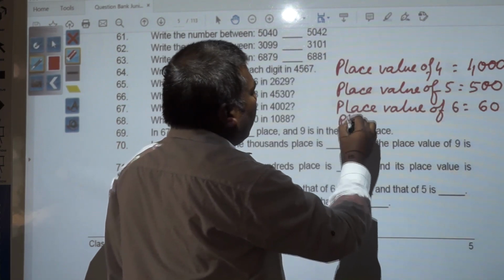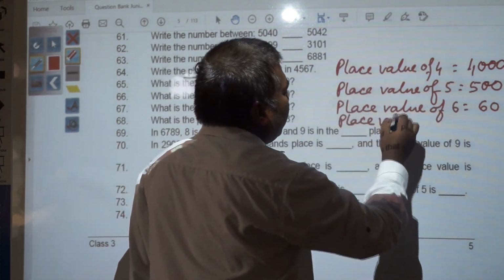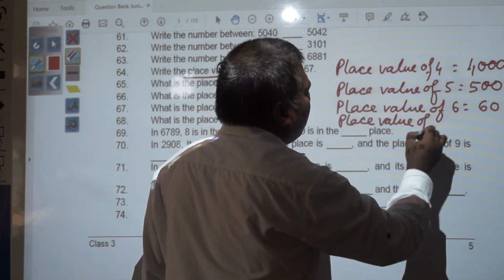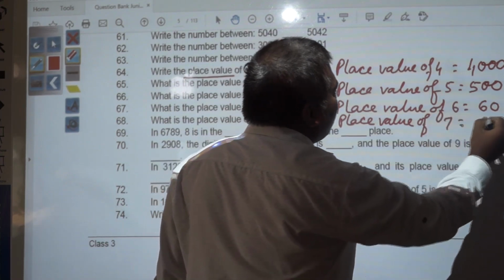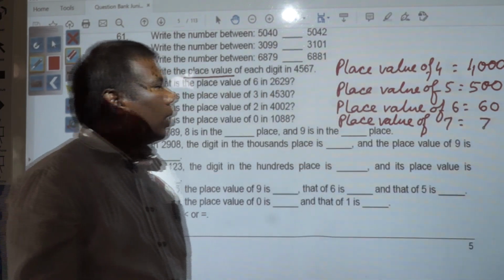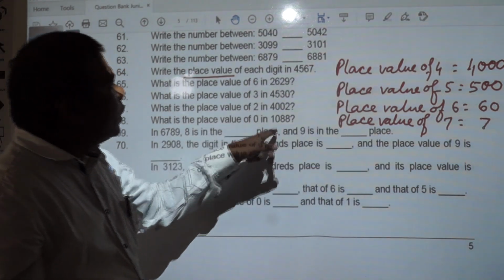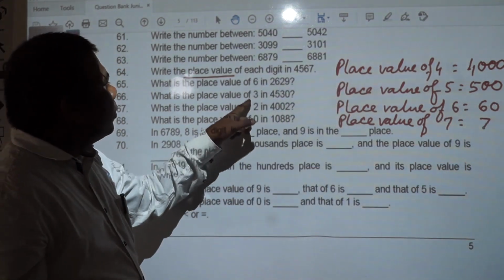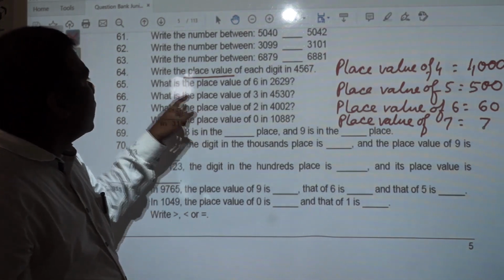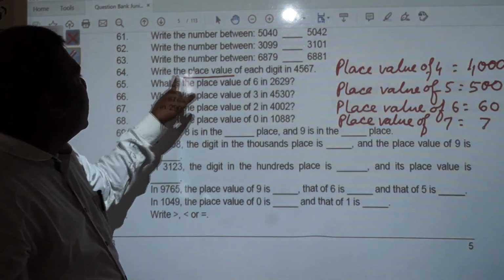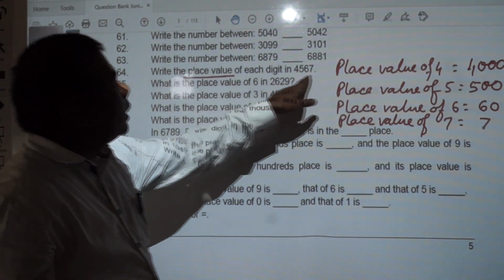And place value of 7. Place value of 7 is equal to 7 itself, because this is in ones place. So these are all the questions, likewise you need to solve. You should know these numbers are in which place. So here write the place value of each digit you have.